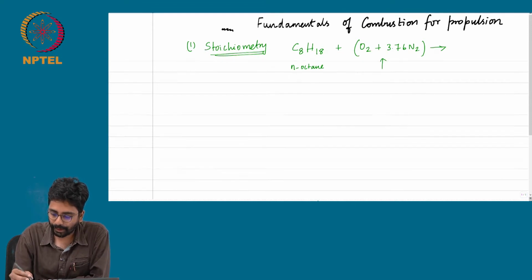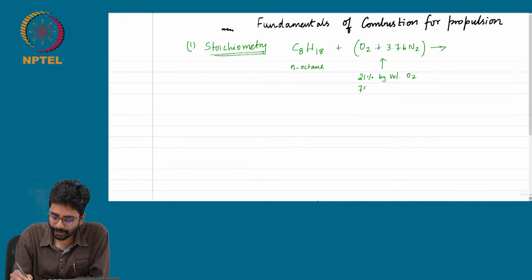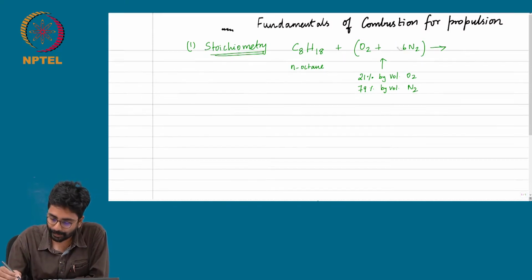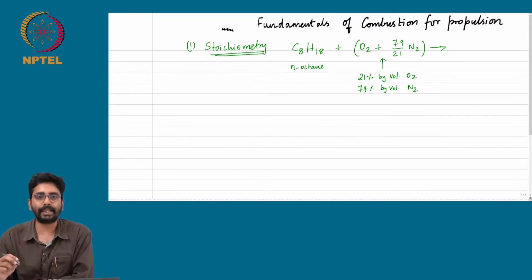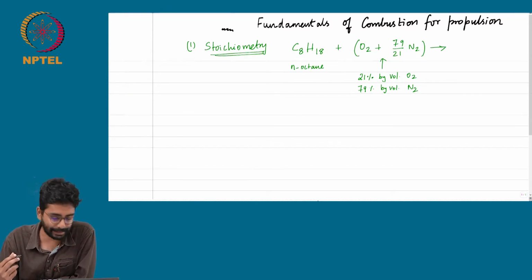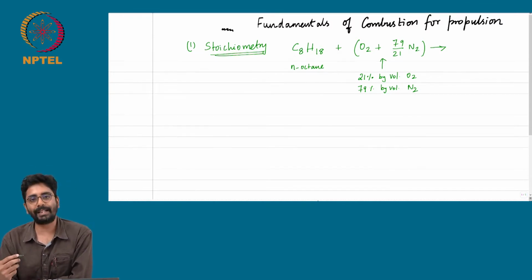Remember that air has approximately 21% by volume of oxygen and 79% by volume of nitrogen. This 3.76 is nothing but 79 by 21. For every 21% of oxygen there is 79% of nitrogen. This is what we'll treat approximately as air. There are some traces of argon, carbon dioxide and so on, which we will ignore for the purposes of the current discussion.